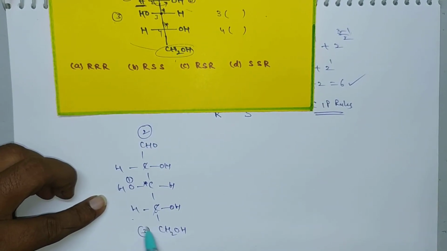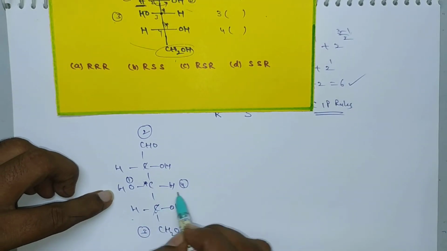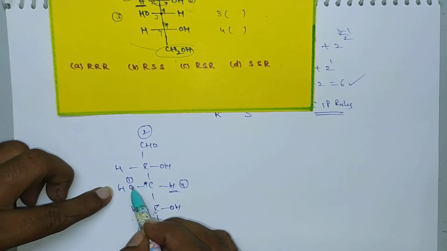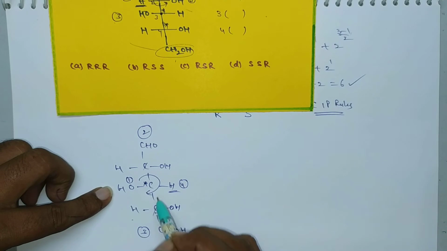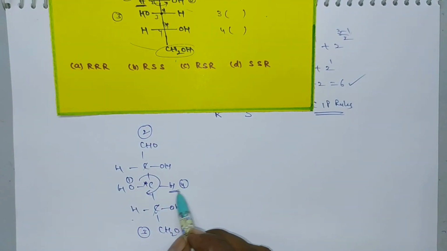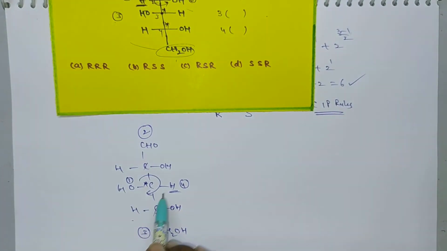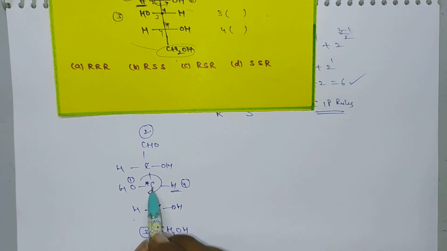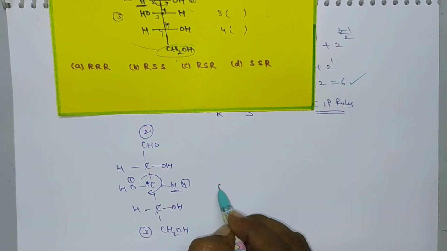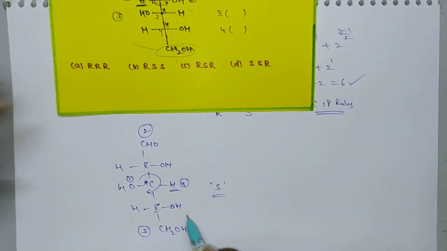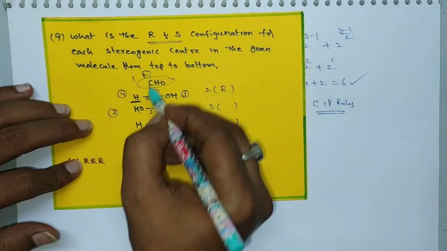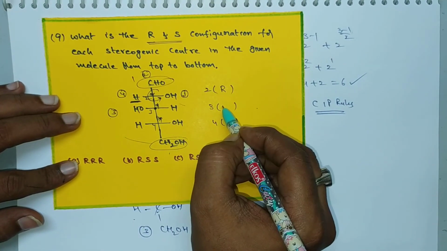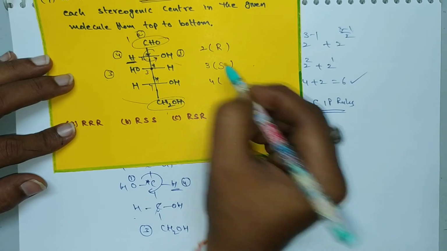The third preference goes to this group, and the lowest preference goes to this hydrogen. In this direction 1, 2, 3, it is in clockwise direction, but the lowest preferred element is present at the horizontal position. So we have to invert. Clockwise means R. If you invert it, it will become S. So the third chiral carbon has S configuration.